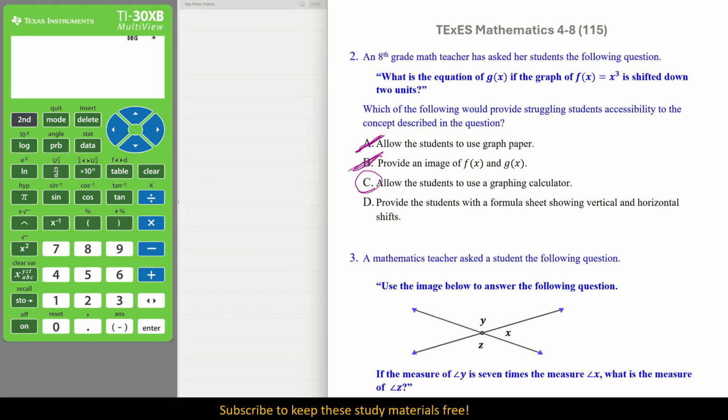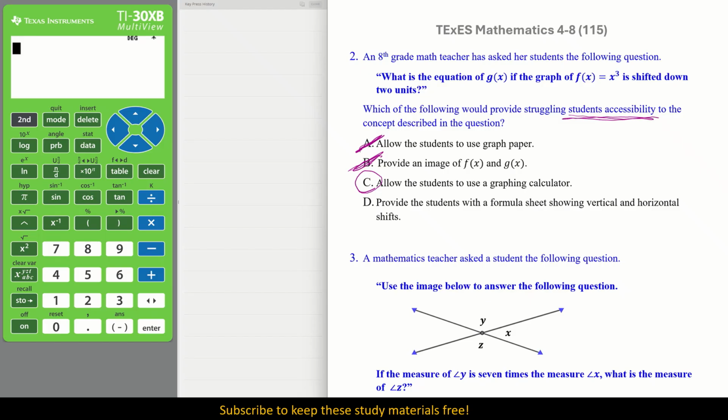D says, provide the students with a formula sheet showing the vertical and horizontal shifts. Well, that should have already been gone over and that should already be on their desk. But that's not what's going to help a struggler. Those formulas might be something that you can attach it to, but it's not going to do what it says here. Accessibility. That's the key.